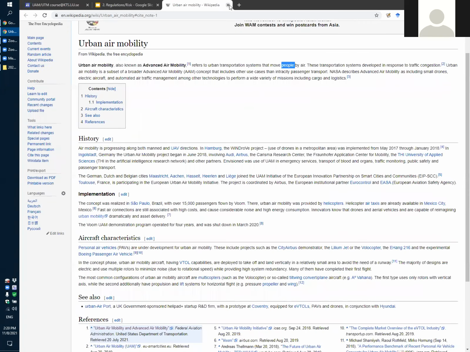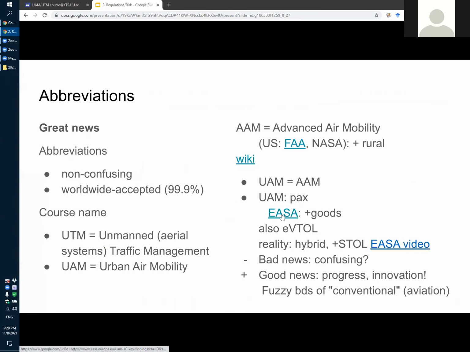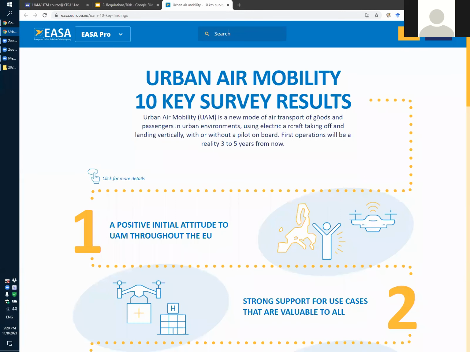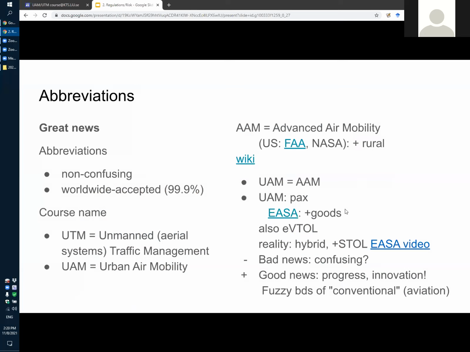But if you look at the EASA definition, it speaks not only about people, but also of goods, so goods and passengers. So even there you have some, I wouldn't say discrepancies, but if you really want to go into the details, then yes, you may spend lots and lots of time arguing whether urban air mobility is the same as advanced air mobility and whether goods logistics are included in them or not.